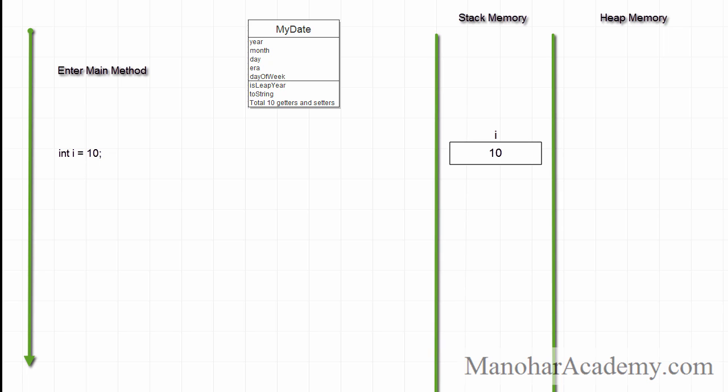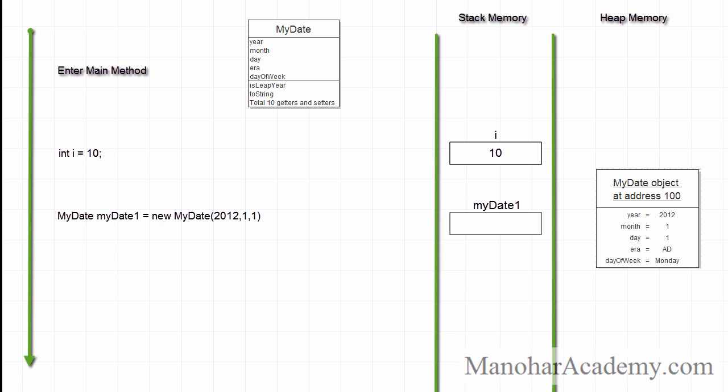But now let's create an object. Let's create an object of type myDate. So how do we create it? We write myDate1 equal to new myDate. Here we are invoking the constructor using the keyword new. As a result, a new object is created. But where is that particular object created? This object is created on the heap memory.